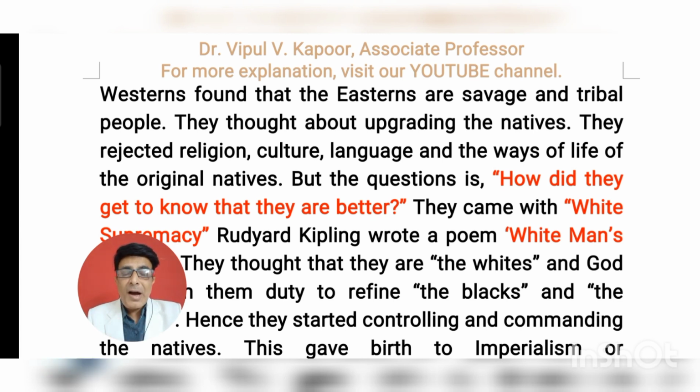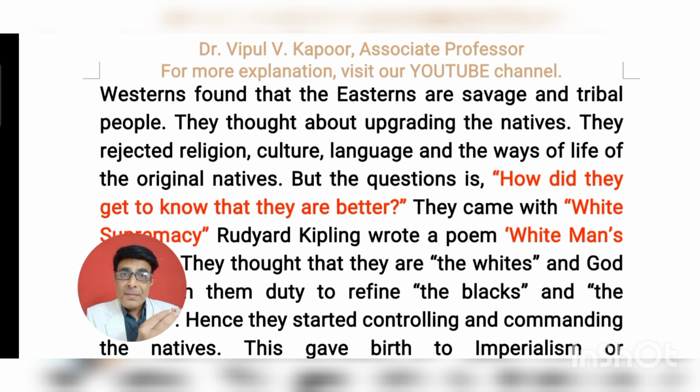Okay, Westerners found that the Easterners are savage and tribal people. When the Europeans, the Western people, came to Eastern countries, they thought that we are more intelligent, and these people, the local natives, are illiterate people, they are savage people. And so they thought that we must upgrade these native people. So what happened? They started rejecting their religion, their culture, their language and their ways of life.